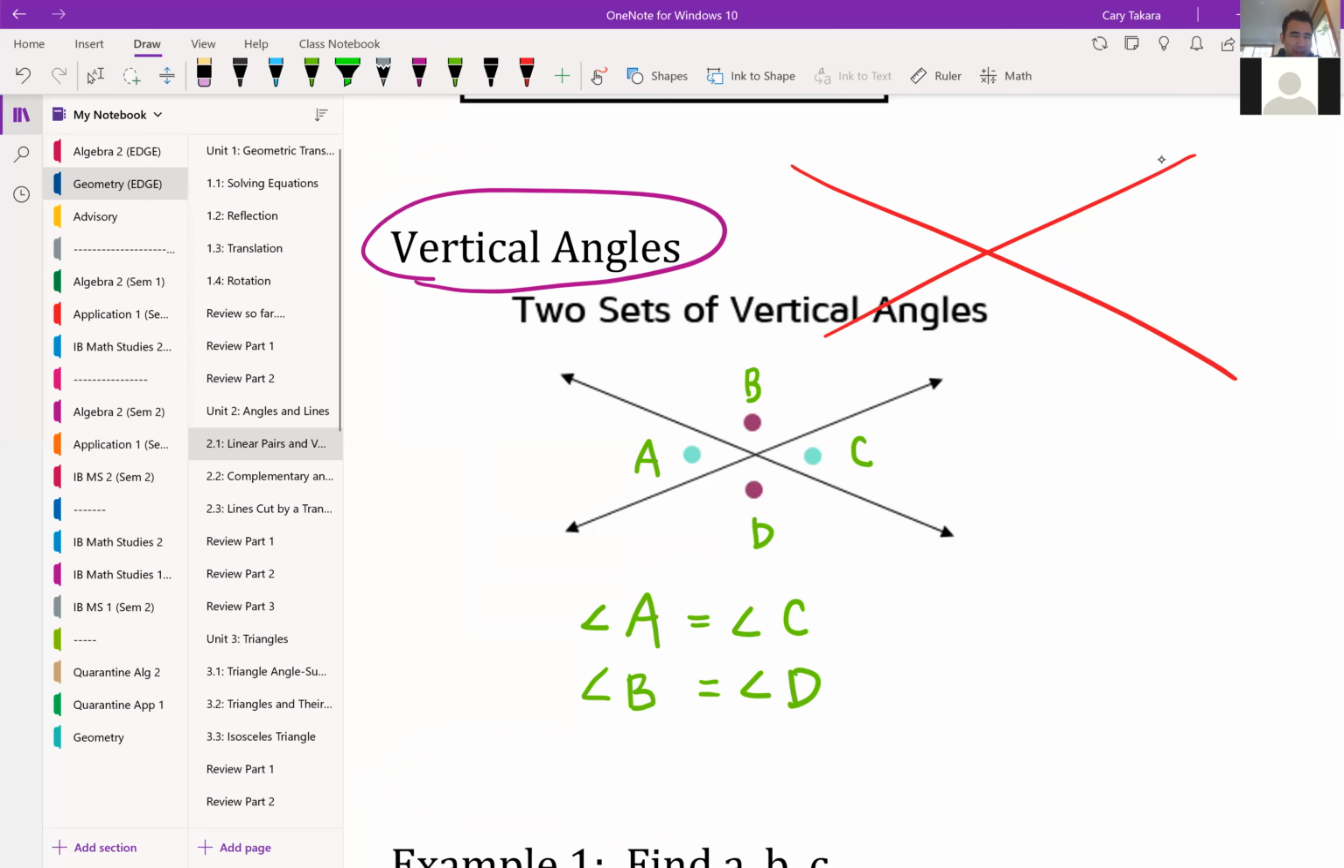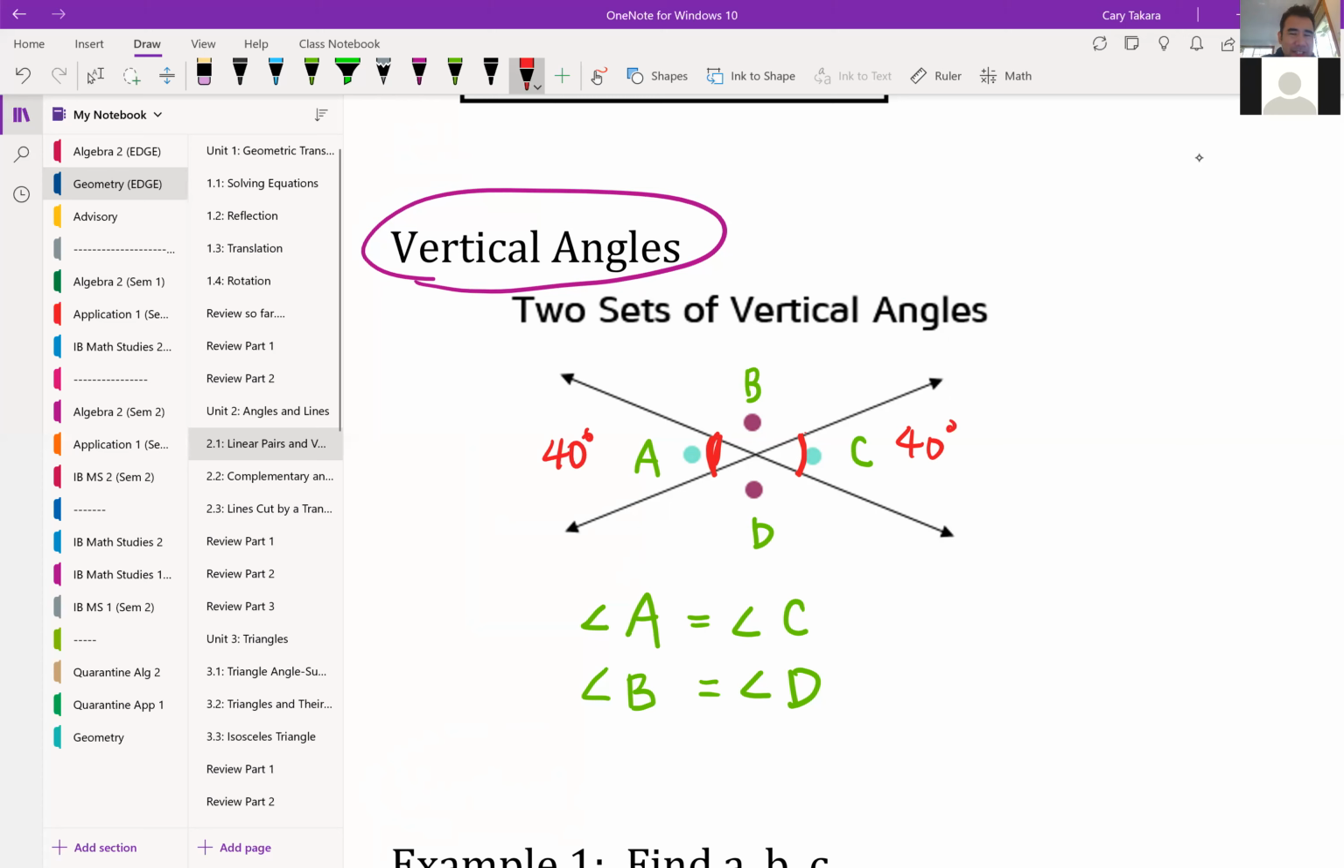And vertical angles says that opposite angles are always equal to each other. So for example, this angle A right here is going to be equal to the opposite angle, angle C. A has to be equal to C. If A is, let's say, 40 degrees, what do you think is the angle measurement for C? It has to be 40 degrees as well. They have to be the same. Same thing happens for B and D.